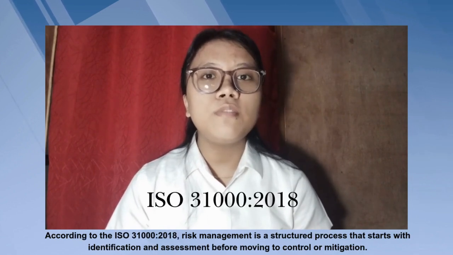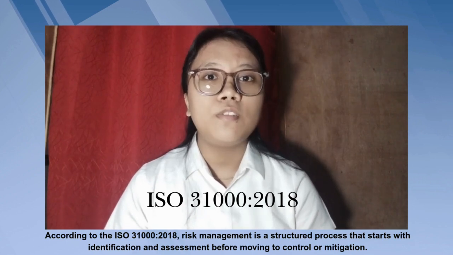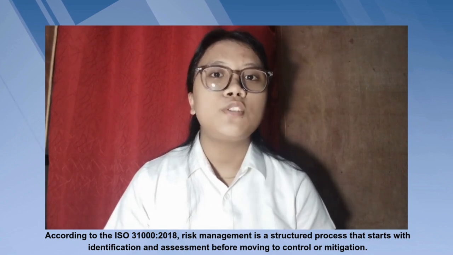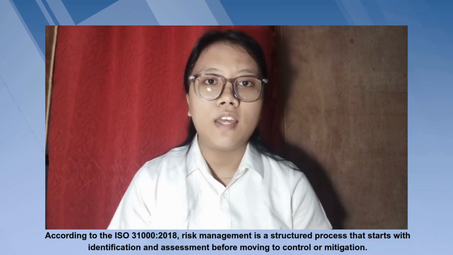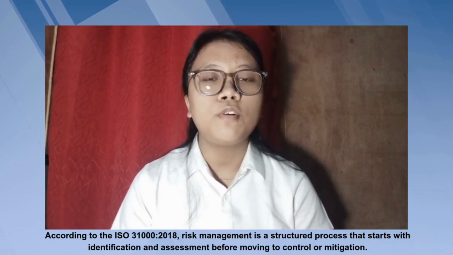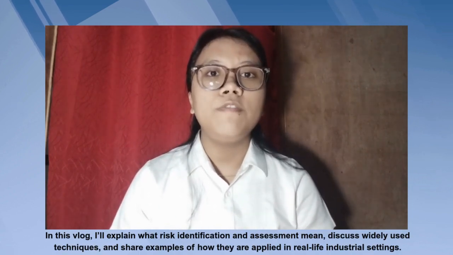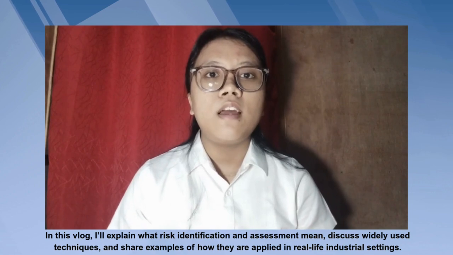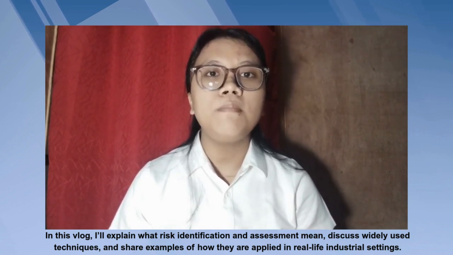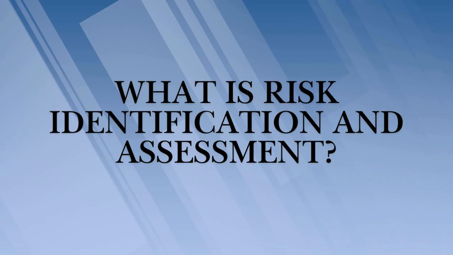According to the International Organization for Standardization, ISO 31000:2018, risk management is a structured process that starts with the identification and assessment before moving to control or mitigation. In this vlog, I explain what risk identification and assessment mean, discuss widely used techniques, and share examples of how they are applied in real-life industrial settings.